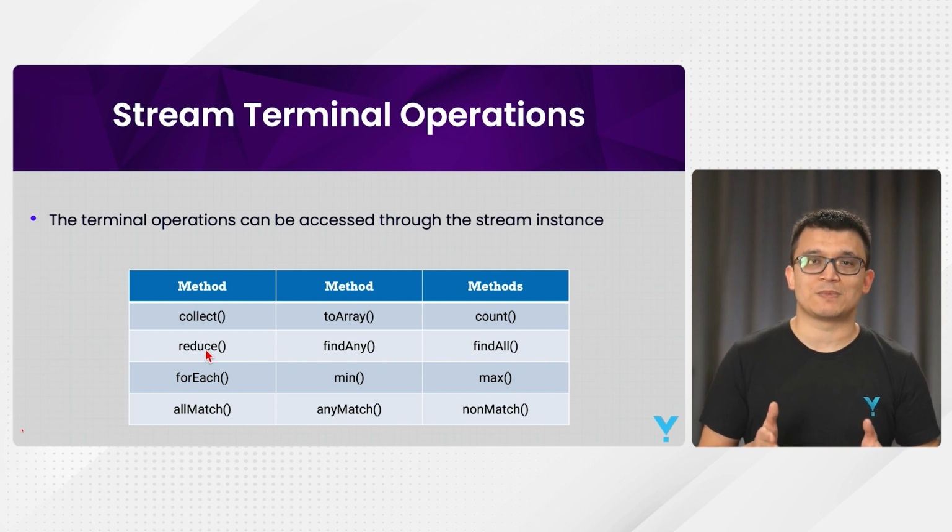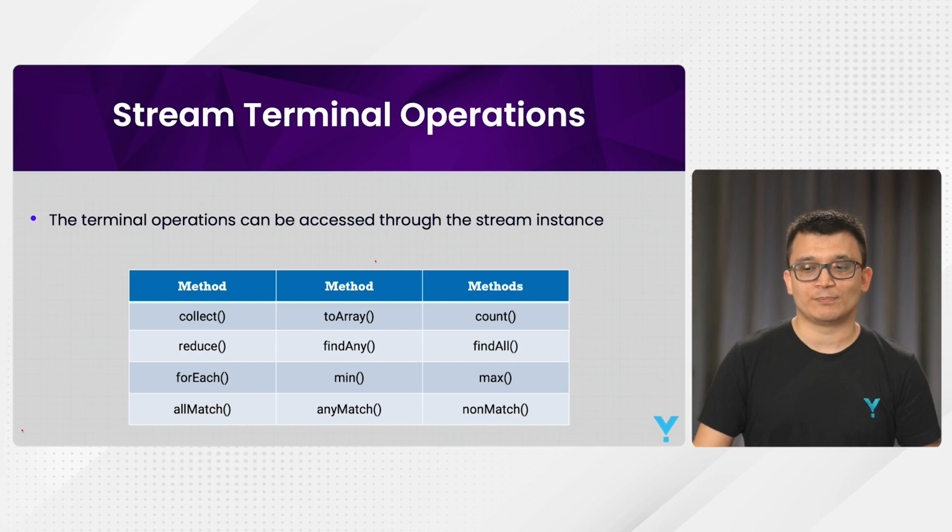When you call the reduce method, you will be required to pass two arguments. One is going to be the initial identity, and the other one is going to be the binary operator, which is a functional interface. The binary operator will decide how the single value is retrieved from the stream after combining it with the initial identity that you specified.